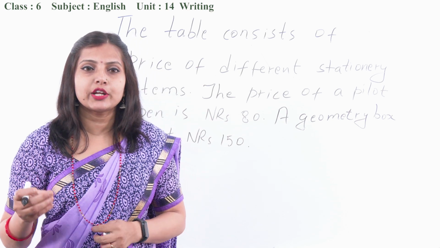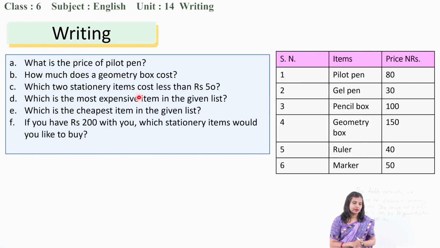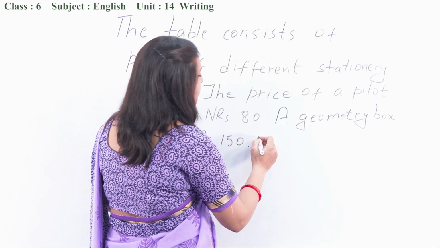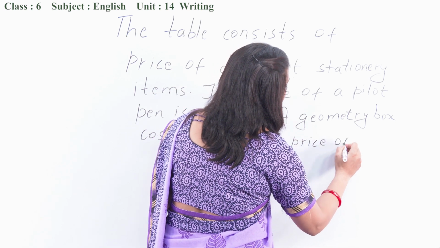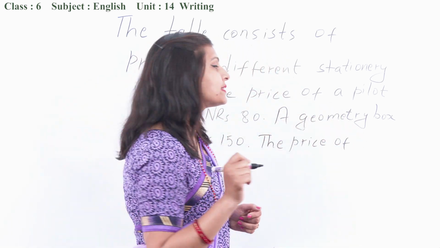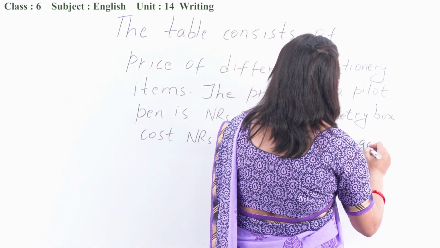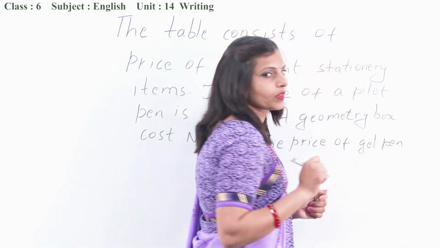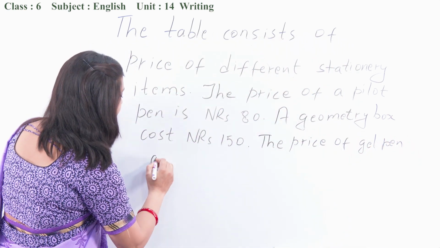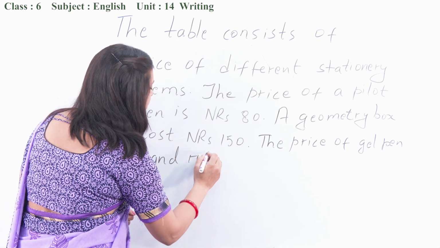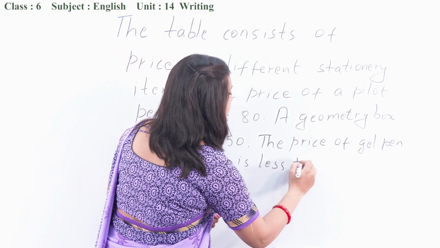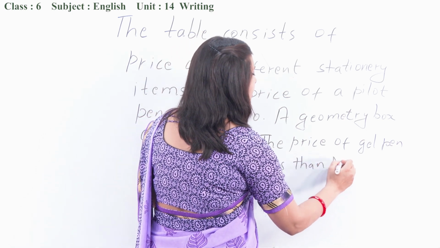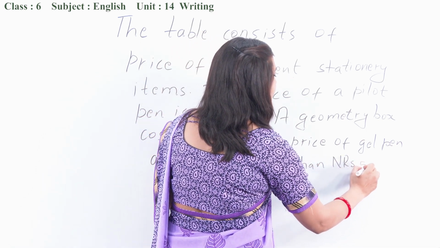Which two stationery items cost less than rupees 50? Tell me. Yes, what two items are there? Gel pen. Yes, gel pen and ruler. The price of gel pen and ruler is less than NRS 50.